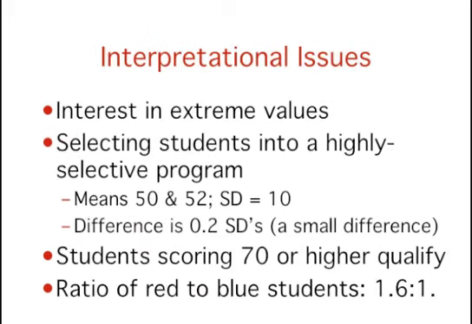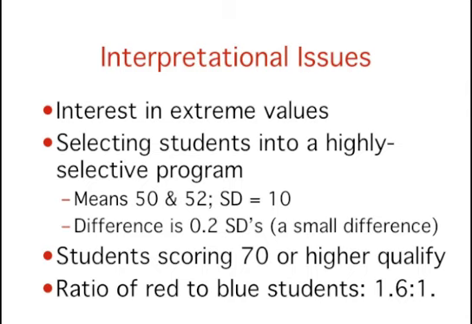It is worth noting that the importance of an effect depends on the context. For example, a small effect can make a big difference if only extreme observations are of interest. Consider a situation in which a test is used to select students for a highly selective program. Assume that there are two types of students, red and blue, and the mean for the red students is 52, the mean for the blue students is 50. Both distributions are normal, and the standard deviation for each distribution is 10. The difference in means is therefore only 0.2 standard deviations and would generally be considered to be a small difference.